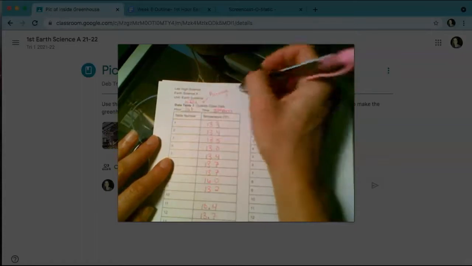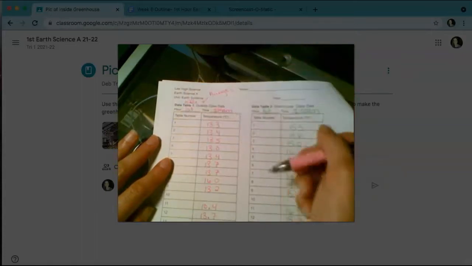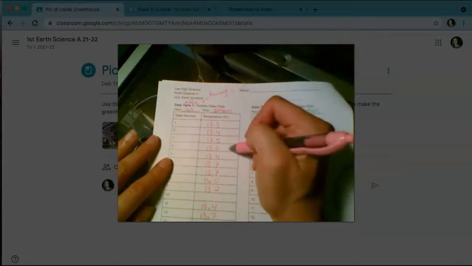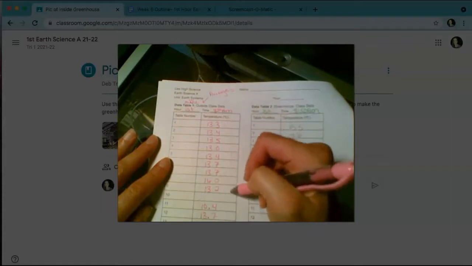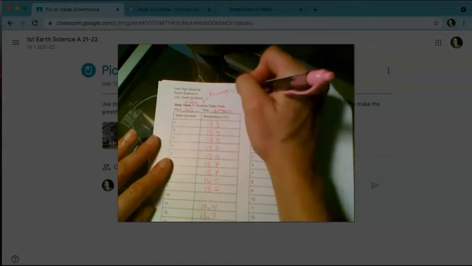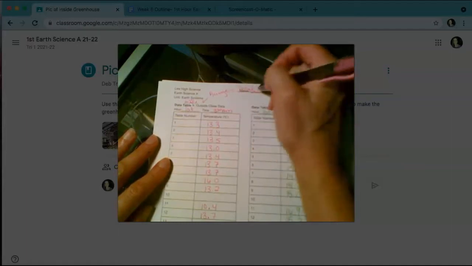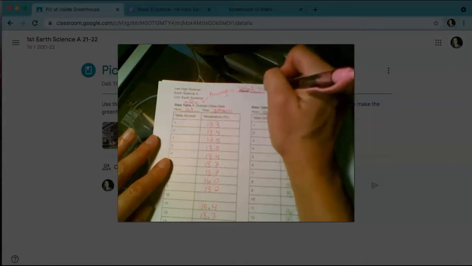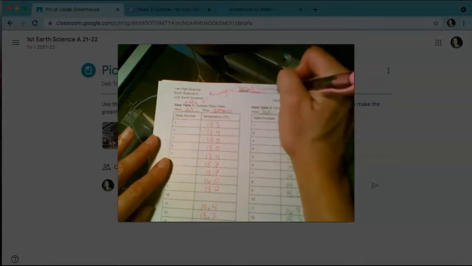How we can calculate that is we can add all of these temperatures together. We add those together, we get the sum, the sum total. Sum of all temperatures, and again, sum means to add.